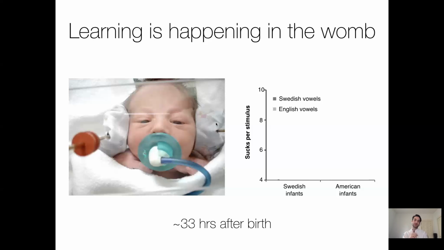So the idea is that you can see how much sucking of the pacifier the infant does to hear either new sounds or old sounds as a function of whether they are a Swedish baby or an American baby. And so here I will share the computer sound so you can actually see the correlation between when the infant makes the sucks and the sounds that you hear. Hopefully this works.